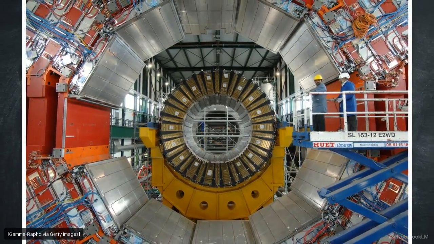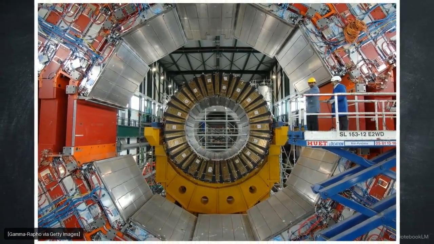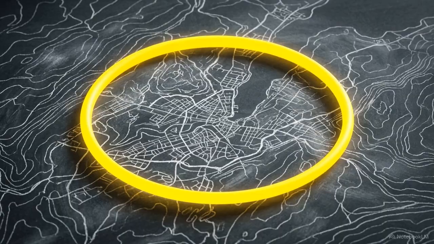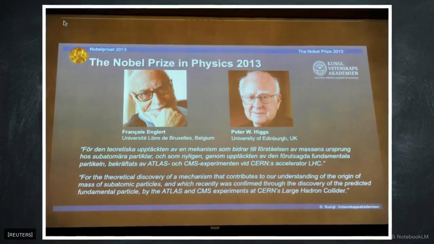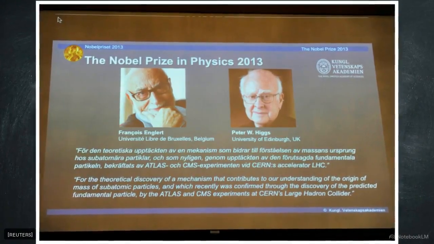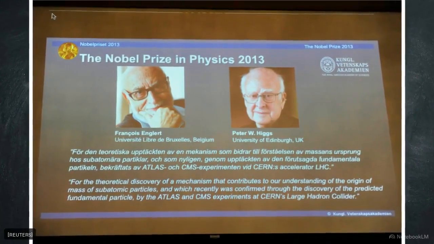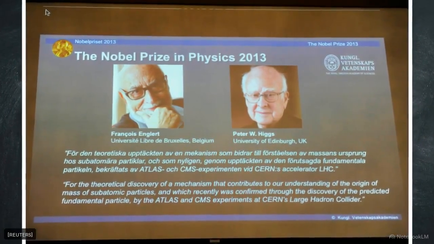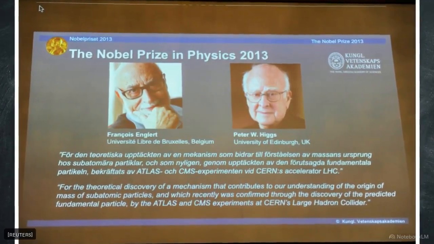Verifying these 17 particles required constructing the Large Hadron Collider, a 27-kilometer ring designed to smash matter apart at nearly the speed of light to capture its components. In 2012, the detection of the Higgs boson finalized the model. For the first time, all 17 predicted entities were confirmed to exist.